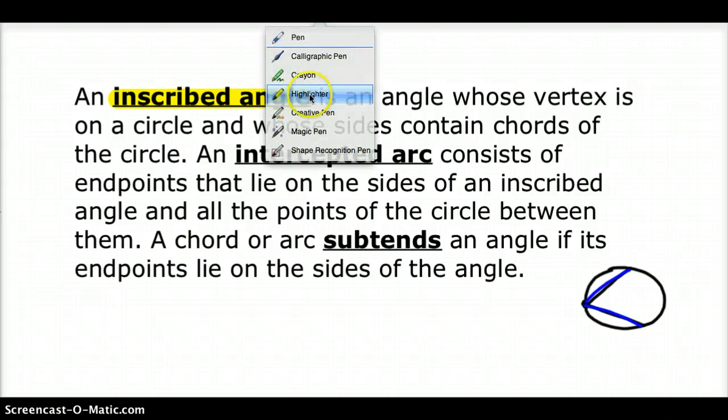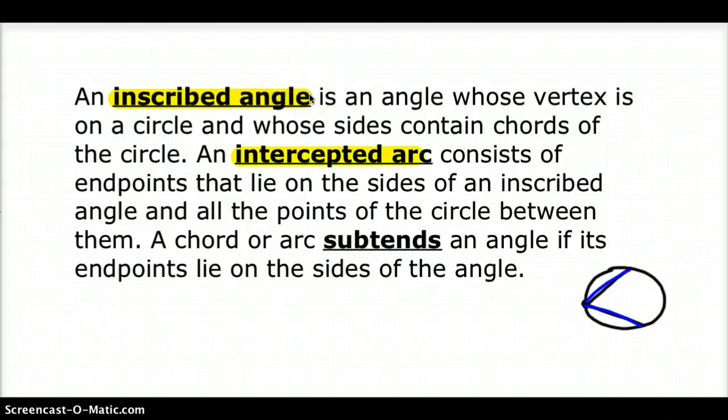The next thing is intercepted arc. The intercepted arc consists of the endpoints that lie on the sides of the inscribed angle and all of the points of the circle between them. So this is our intercepted arc right here. Again, it just consists of the endpoints that lie on the sides of the inscribed angle and all of the points on the circle that connect them.